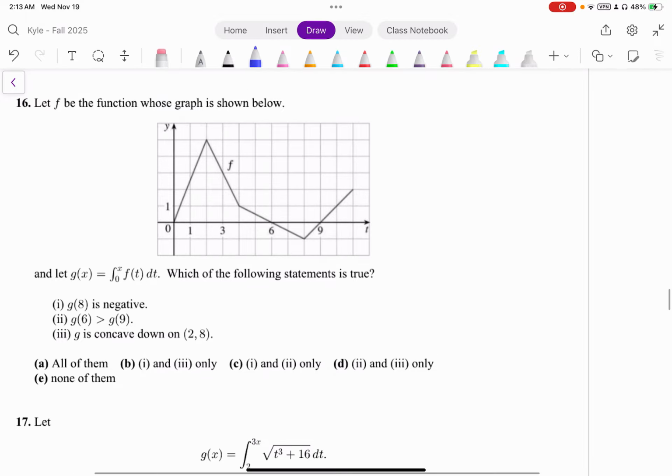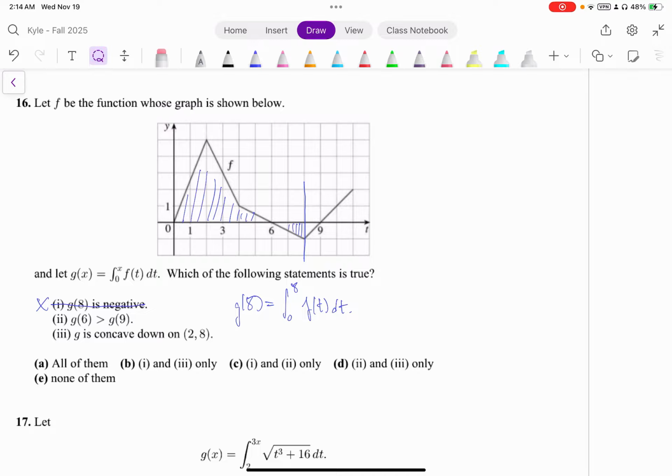G of 8 is negative. So what is g of 8? G of 8 is the integral from 0 to 8 of f of t dt. So this is f of t right here. So is the area from 0 up to 8 negative? Well, 8 is right here. And you'll notice that all of this positive area that's accumulated is much larger than this negative area here. So g of 8 is actually going to be positive. So this is not correct.